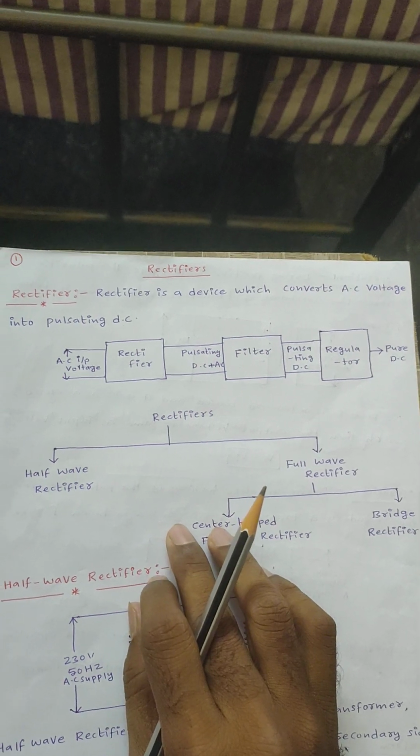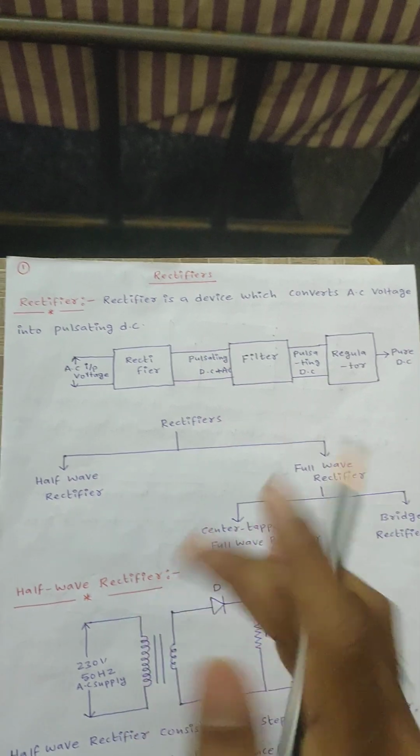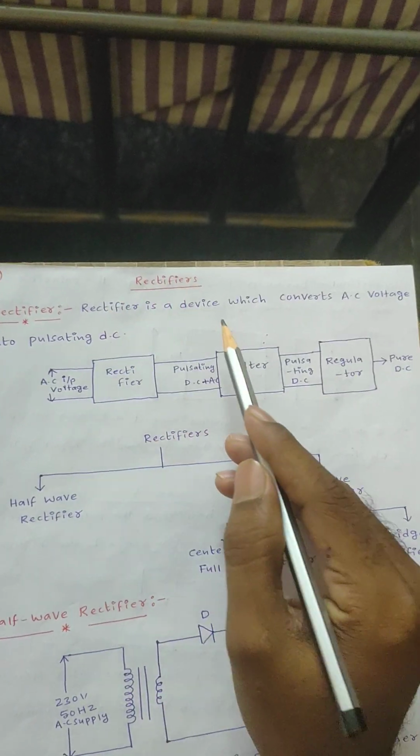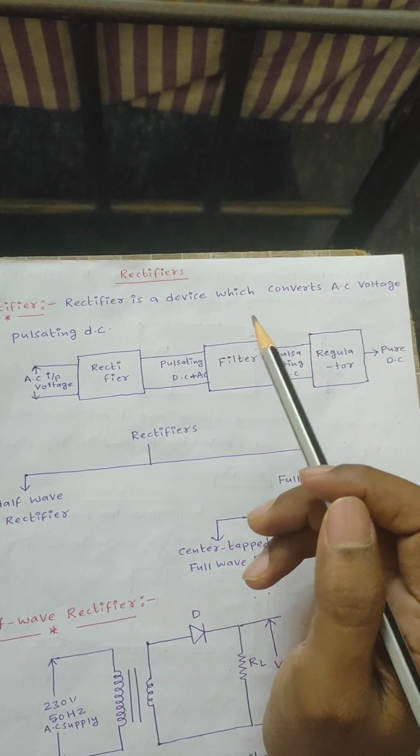Good evening all. Today I would like to discuss rectifiers. A rectifier is a device which converts AC voltage into pulsating DC.